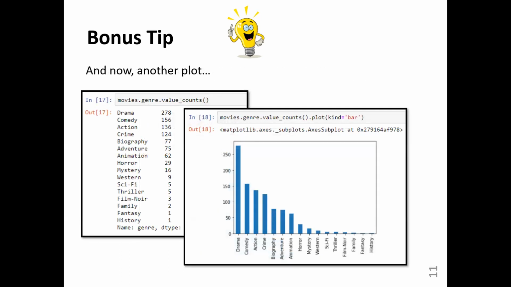This is another one. Let's say movies, the genre, value counts. This is something that we did a few seconds ago. Just this time say the plot, in which type of plot? Bar chart. So it's going to show 270 some here, 150 some here, and so on and so forth, right, Matthew?